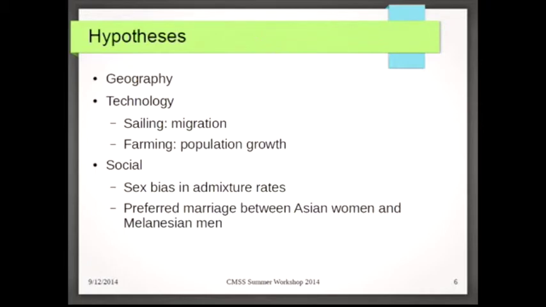data, is that there is something strange in the admixture rates if you look at only the sexual chromosomes, X and Y, and the non-sexual chromosomes, that's the 22 chromosomes we have. So there is a difference in the mixing rates. So this tends to show that there are preferred marriage rules between the Austronesian and Melanesian populations. And the way it should have been is that the Austronesian or Asian women should have preferred to marry Melanesian men. But it's a hypothesis.